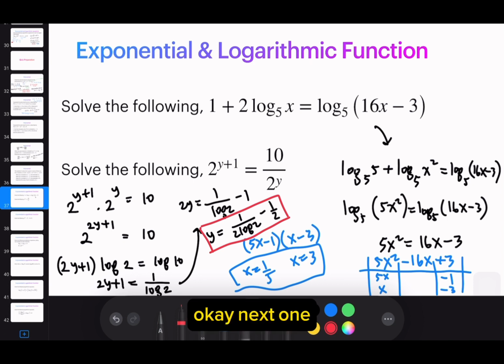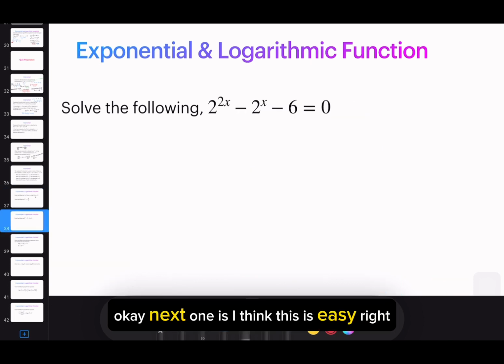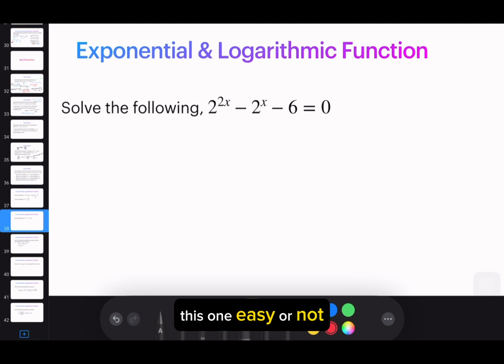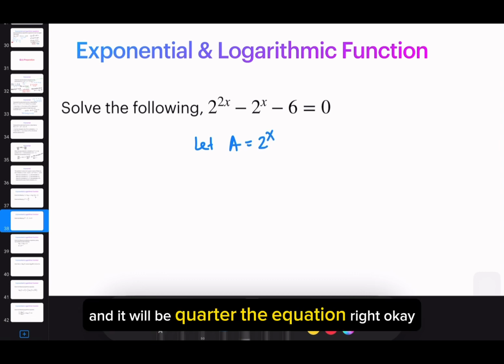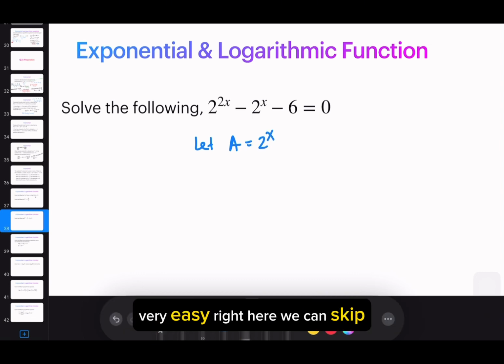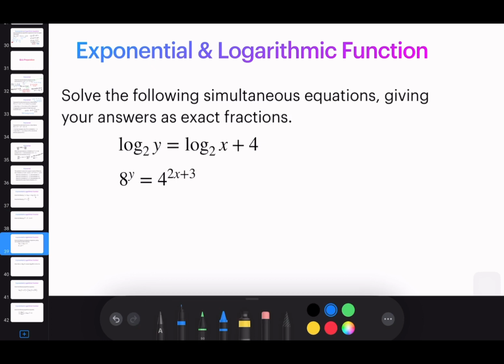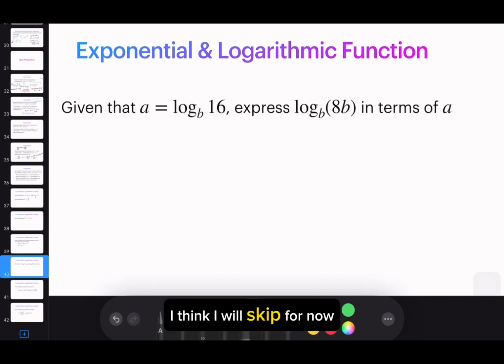Okay, next one. I think this is easy, right? This one easy or not? Let me give you a hint, but I will skip. The hint is we need to let some variable a, for example, 2 with power of x, and it will be a quadratic equation, right? Okay, very easy, right? Okay, we can skip. And then this one, I think I will skip for now.